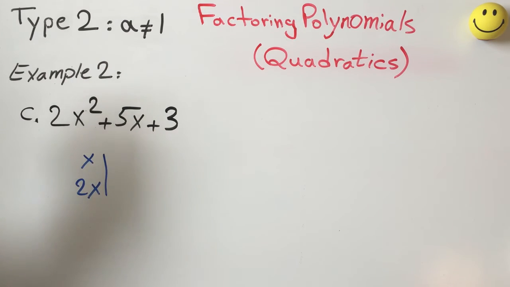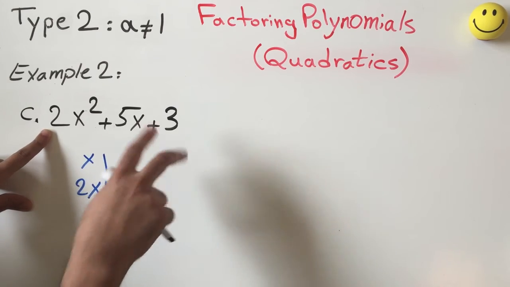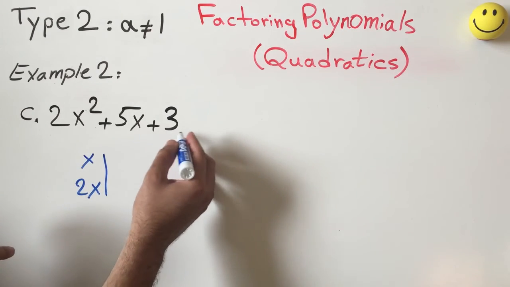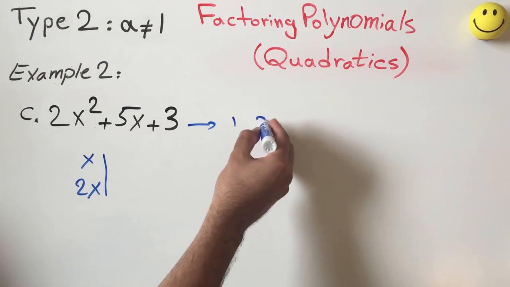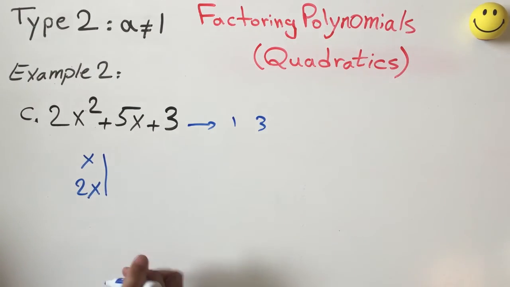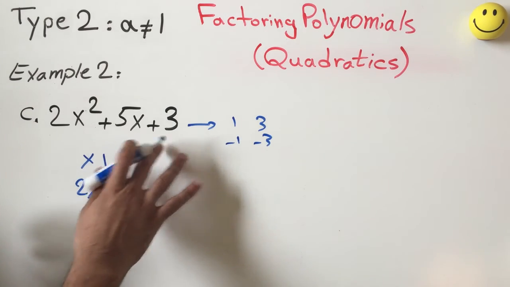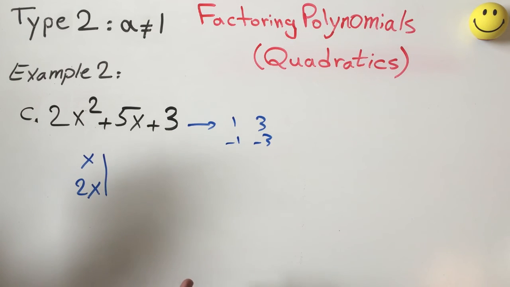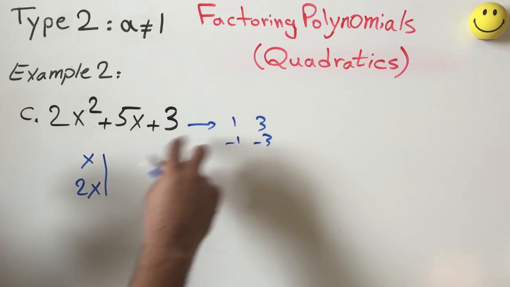Then here you have to find two numbers which multiply to 3. So you don't need to do 2 times 3 in this way. Be careful. What numbers multiply to positive 3? It's 1 and 3, or the negative version of these two: negative 1, negative 3. They all multiply to 3. Are there any other sets? No. Okay, now you have to try all the combinations of these pairs.